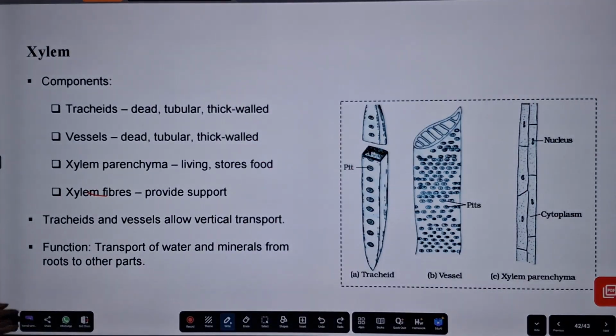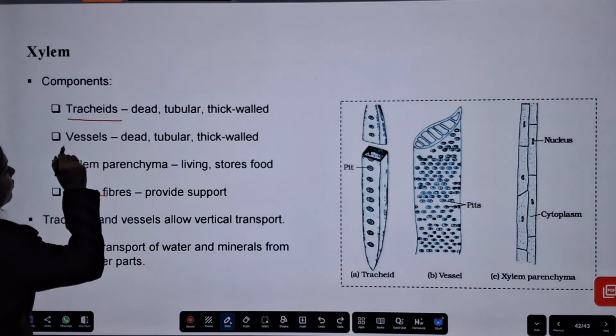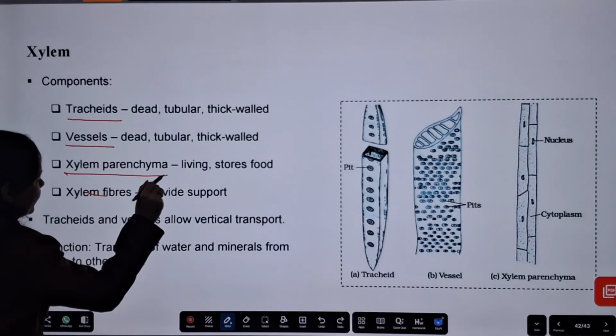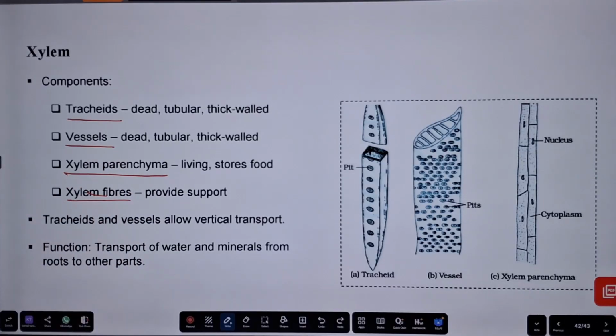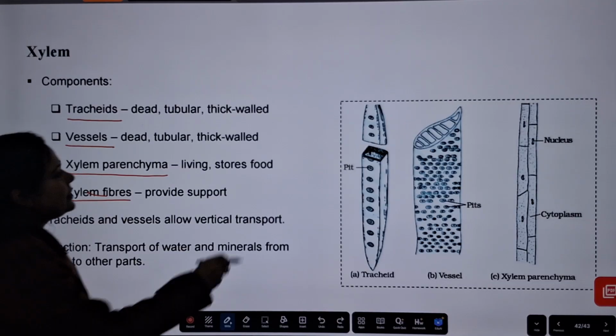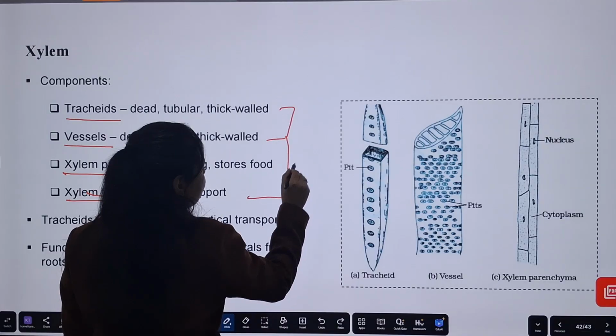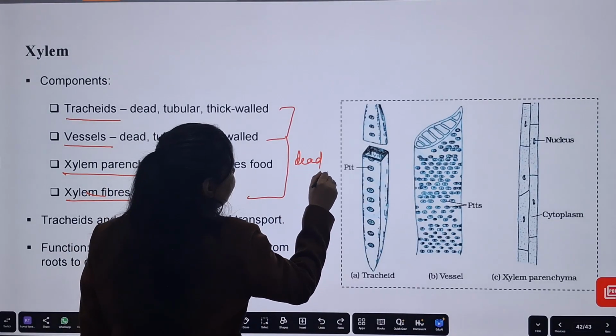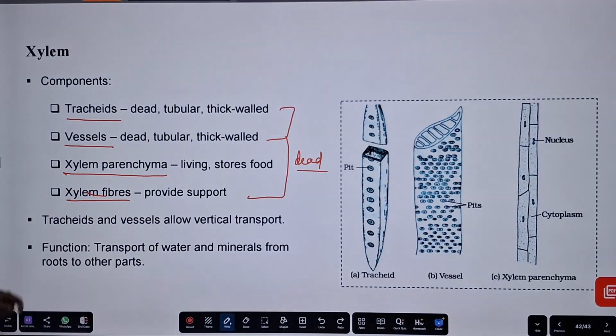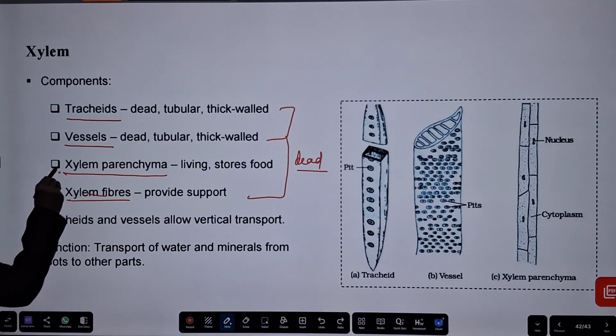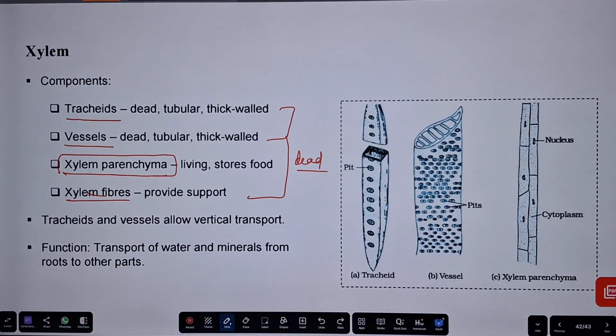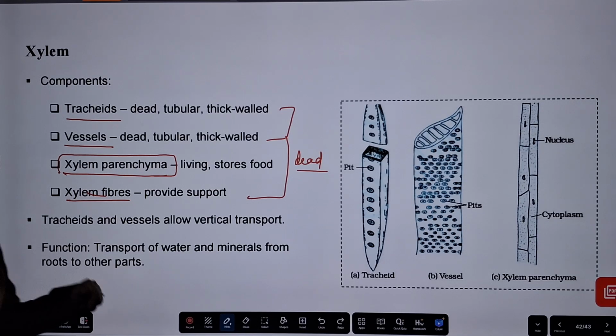Xylem has four types of cells: tracheids, vessels, xylem parenchyma, and xylem fibers. Three types of cells, tracheids, vessels, and xylem fibers, are dead cells. Only living cell type in case of xylem is xylem parenchyma. So let's understand the structure of these four types of cells in xylem.